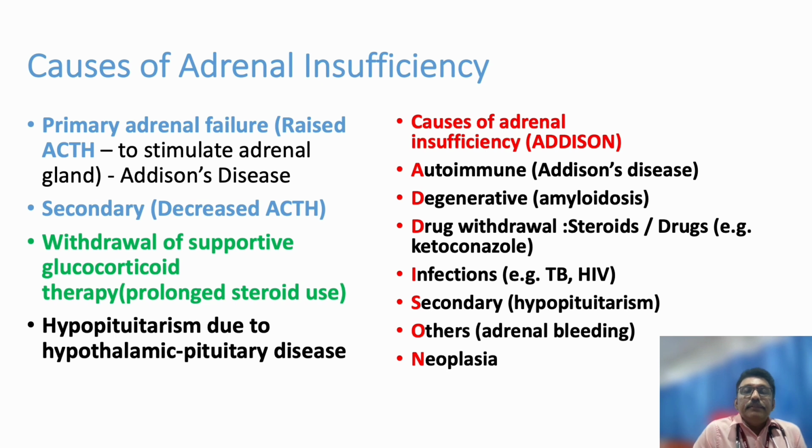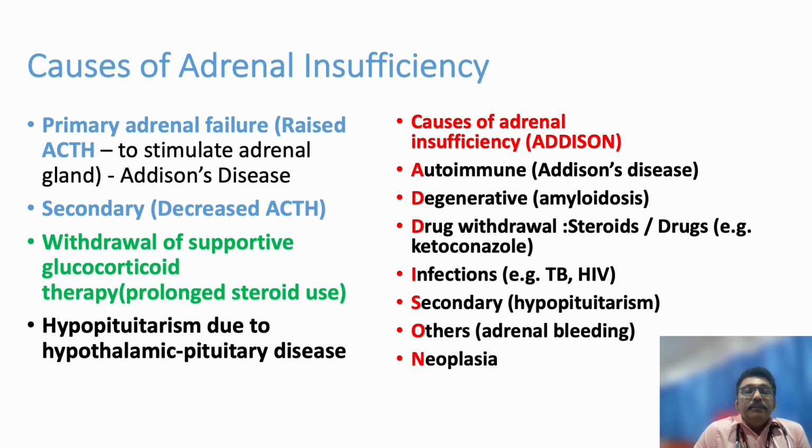Causes of adrenal insufficiency, you can remember as mnemonic for this is Addison's. Autoimmune, that is Addison's disease. Degenerative disease, that is one of the important conditions, amyloidosis, but it is not very common. Drug withdrawal is the most important cause for adrenal failure in emergency room or in ICU. That is steroid withdrawal. Drugs like ketoconazole also sometimes produce this, but ketoconazole, you all know, nowadays we don't use much in clinical practice. So steroid withdrawal is the most important reason for adrenal insufficiency in emergency room.